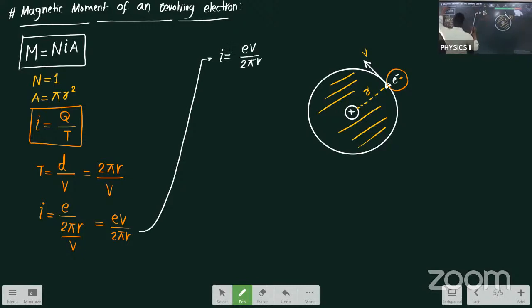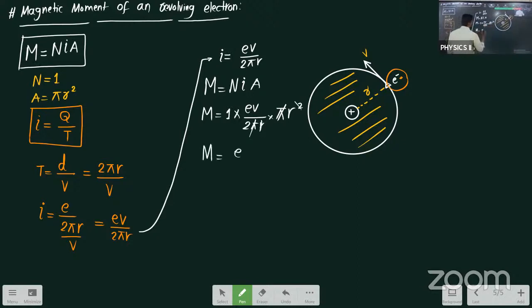So the magnetic dipole moment of the revolving electron is given as M is equal to N I A. The value of N here is 1. The value of I we got is ev divided by 2 pi r. And the area of this circular loop is pi r square. This pi and this pi will get cancelled, and this r and the square will get cancelled. Finally, we are left with M is equal to evr divided by 2.